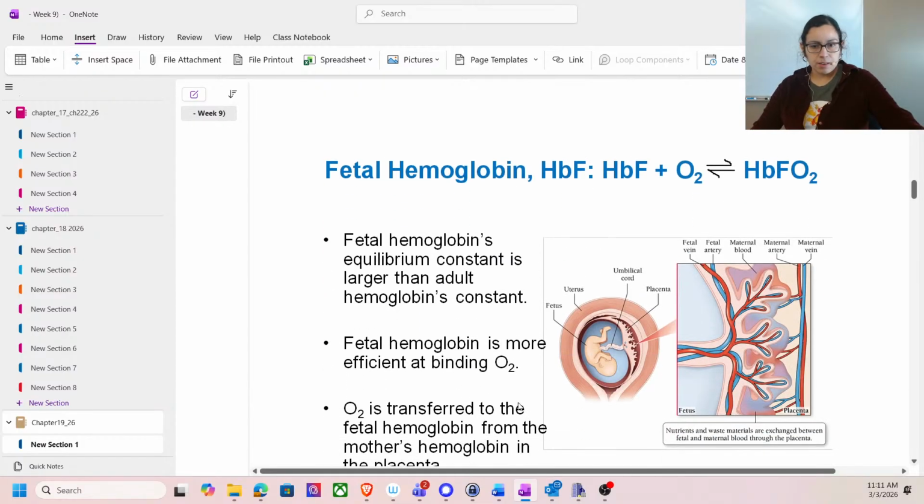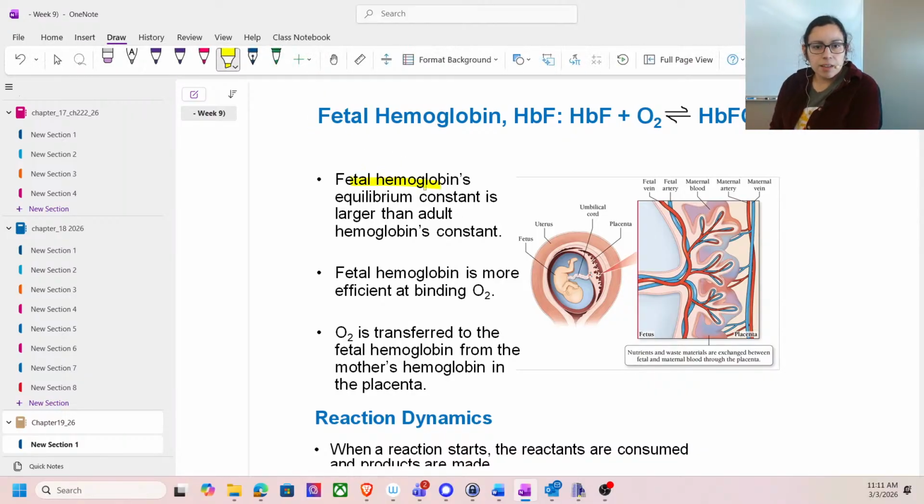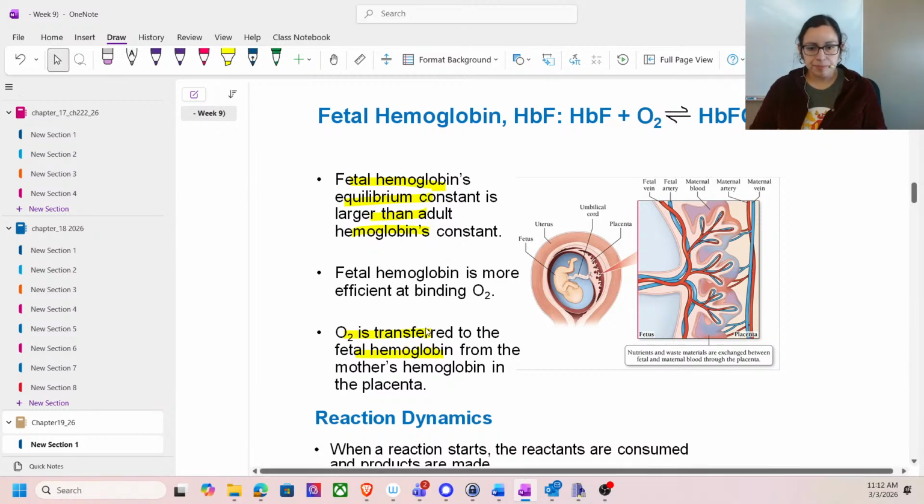Now if we look at the fetal hemoglobin, the key is that the equilibrium constant is larger than the adult hemoglobin constant. That's why the baby is able to still get oxygen and it doesn't take it from the mom, since it's more efficient at binding the oxygen, so it can operate at lower concentrations of O2. And so it's still transferred from the mother's hemoglobin to the fetal hemoglobin, with that higher binding affinity. That's what makes it able to happen.